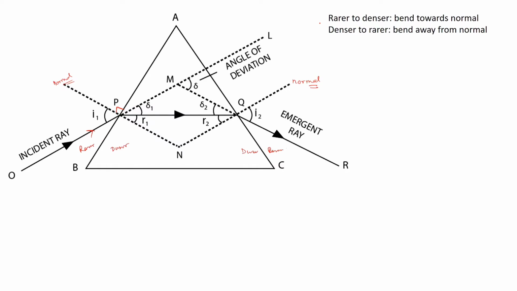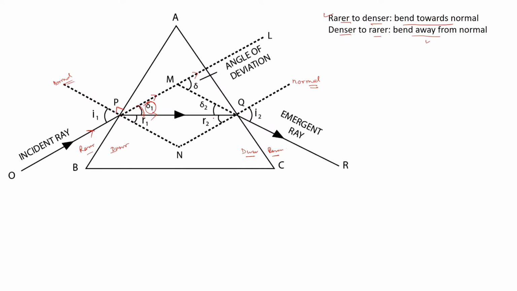So you all know that when a ray of light enters from rarer to denser, it bends towards the normal, and from denser to rarer, it bends away from the normal. Okay, so here the original path of this incident ray is this one, but since it is traveling from rarer to denser, it will bend towards the normal and the path of the light will deviate, and this deviation is known as delta 1. Similarly, when this ray of light exits from the prism, it is traveling from denser to rarer medium, which means it will bend away from the normal.